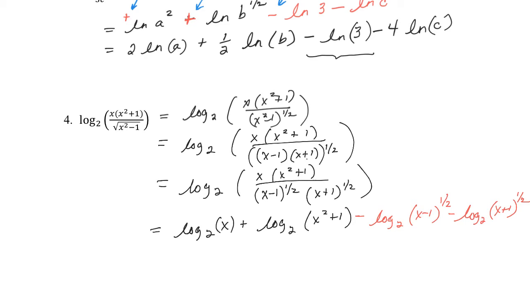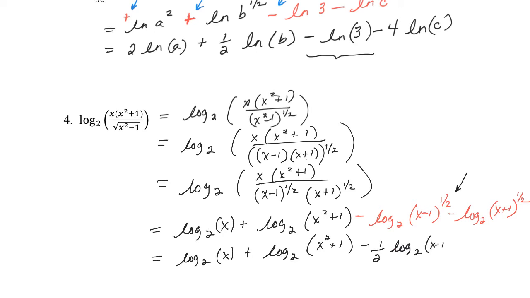Almost done. Last thing I need to do is I'm going to use the power rule to bring all of the exponents down front. So this is log base 2 of x plus log base 2. Remember, there are no rules for addition and subtraction, so this just remains x squared plus 1 minus, now bring the power down front, 1/2 log base 2 of x minus 1 minus 1/2 log base 2 of x plus 1. And there is your log fully expanded.